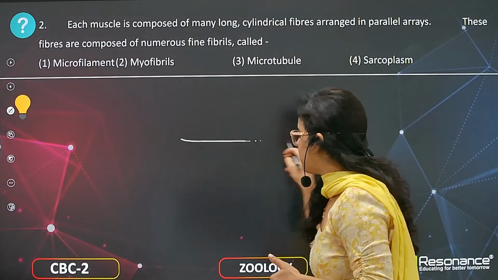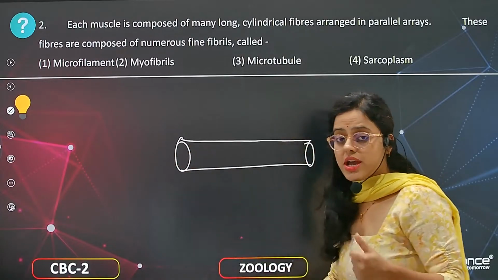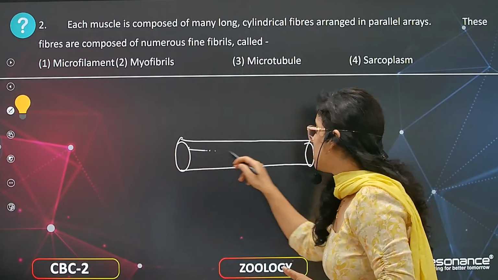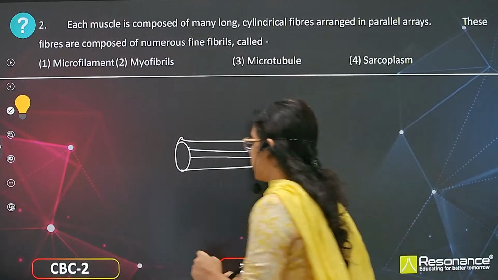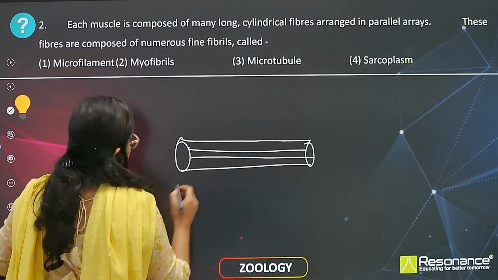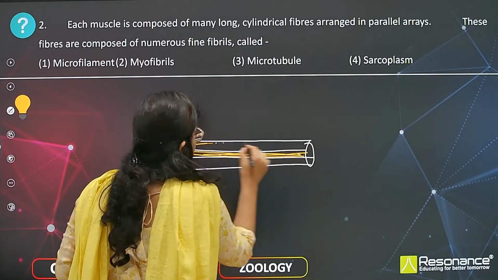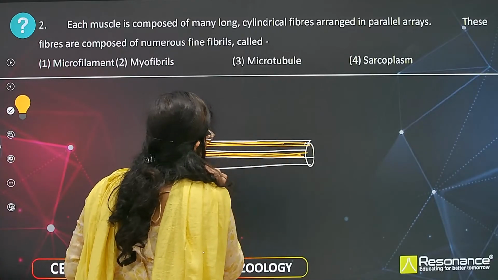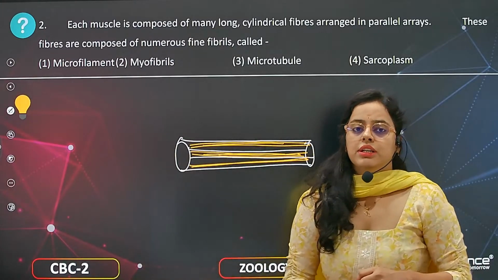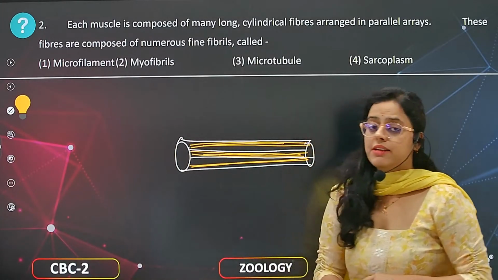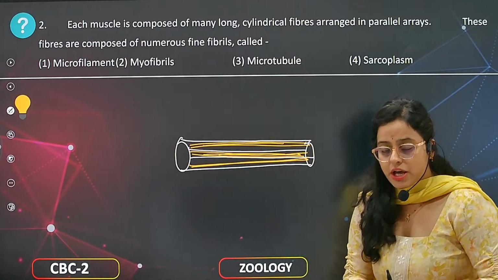So these fibers, as I have told you, this is a muscle. For suppose this is a muscle, striated muscle. They are formed from long muscle cells, and these muscles have fibrils, many fine fibers. Muscle cells are formed from fibers, and these are called, option one microfilaments, second myofibrils, third microtubules, and fourth sarcoplasm.